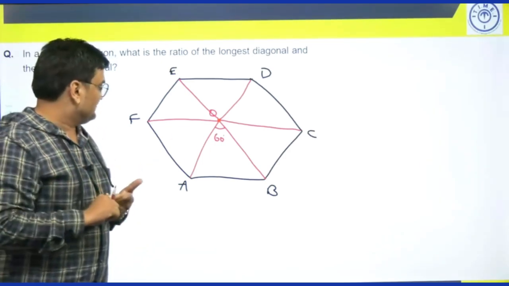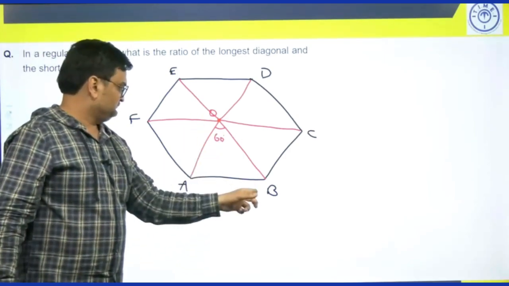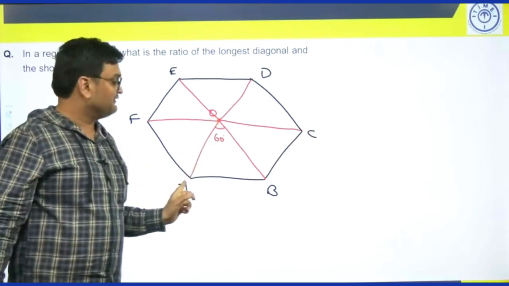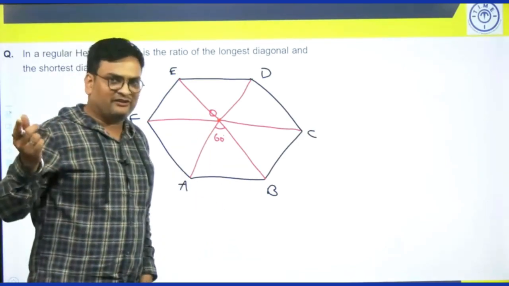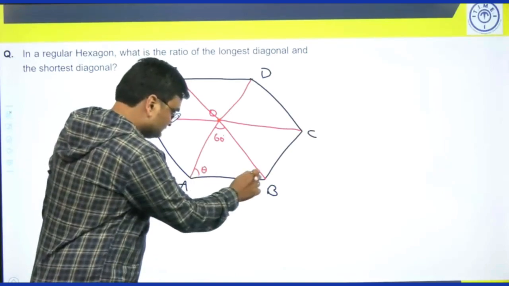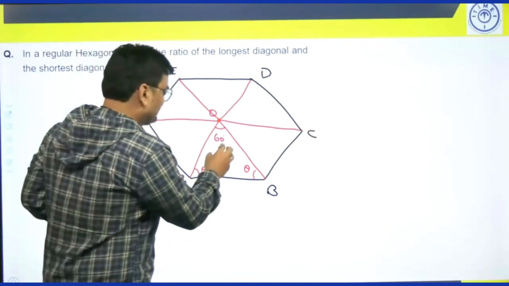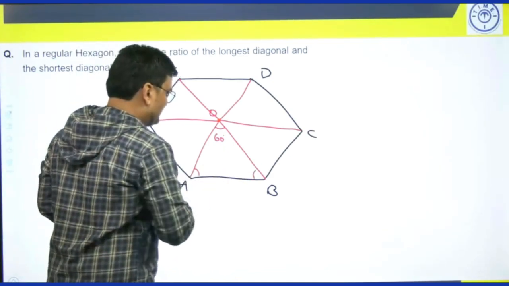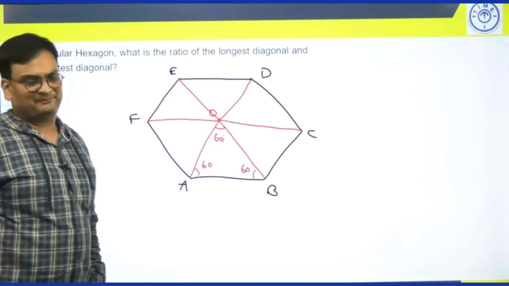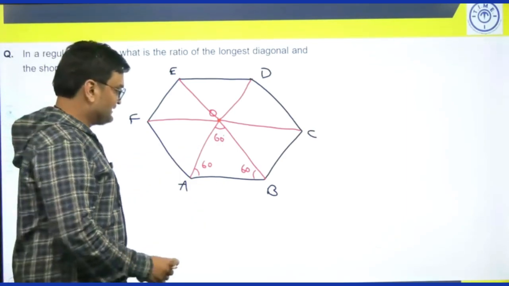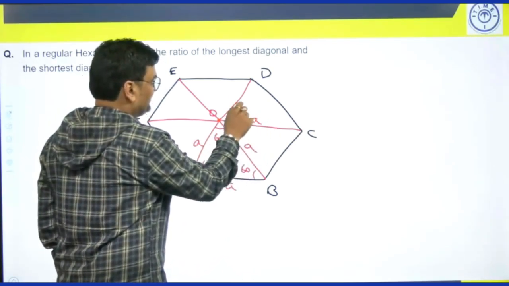Not just that, also notice that OA is equal to OB, because the center of the regular hexagon is equidistant from its vertices. So if OA is equal to OB, that means triangle OAB is isosceles. So 2 theta plus 60 should be 180, that means theta again will be 60 degrees. So this theta here is going to be 60 degrees. So that means this triangle OAB is an equilateral triangle. So the moment it's an equilateral triangle, can I say if the side length is A, OA is also going to be A, OB is also going to be A, OC is also going to be A, everywhere it's going to be A.